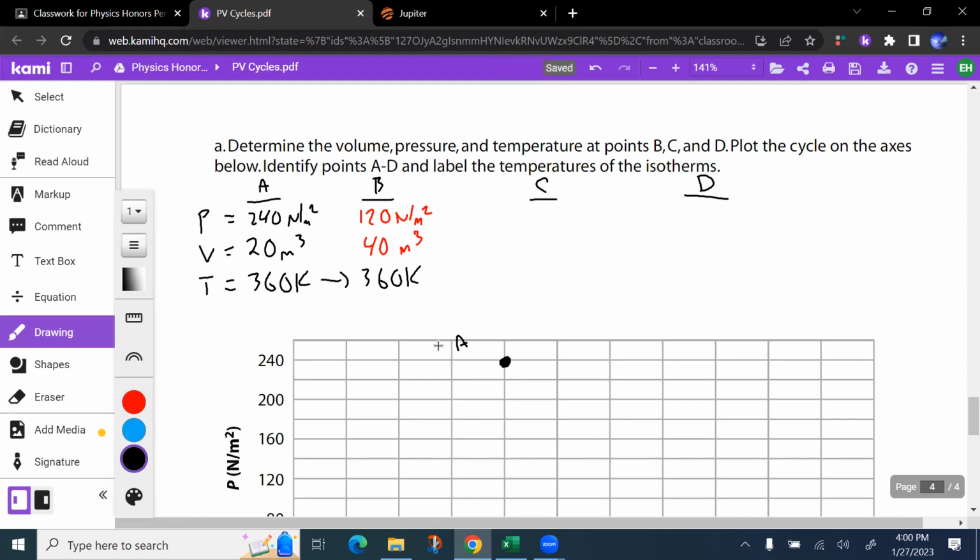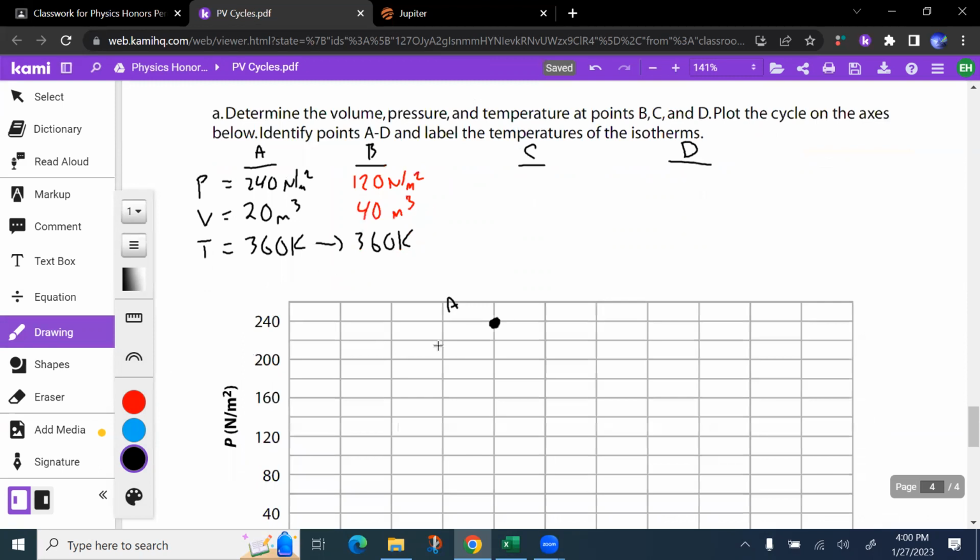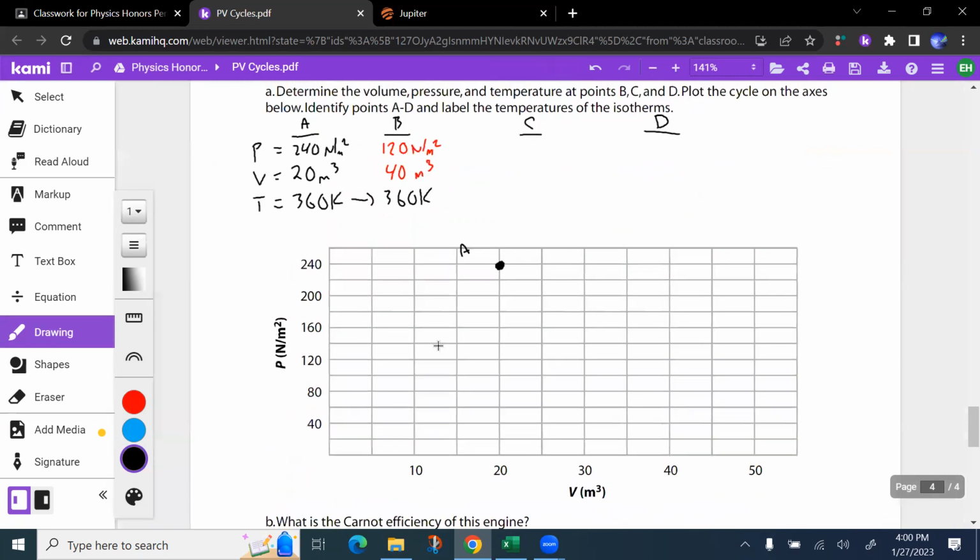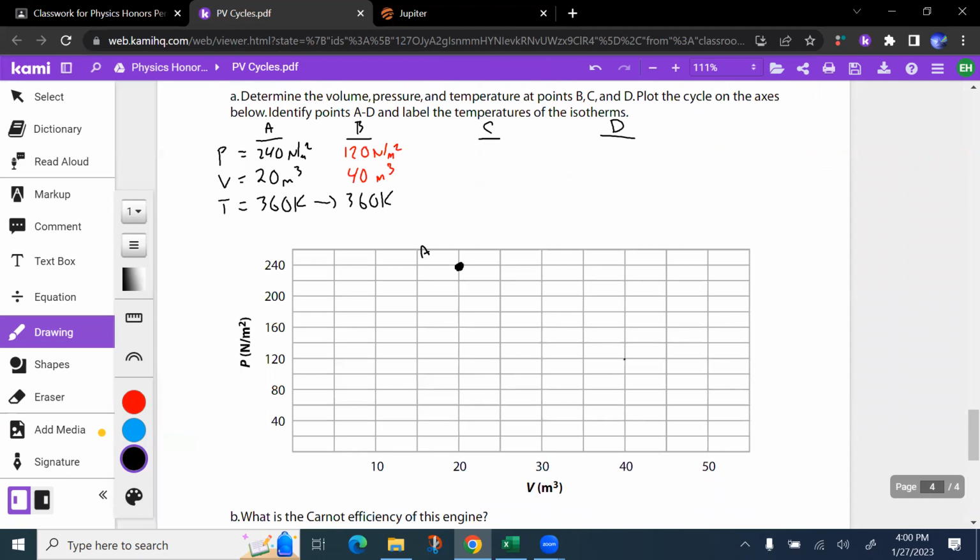Now let's plot those values. So we're plotting a pressure of 120 and a volume of 40 would be exactly right. And we're going to make it curve a little bit. This right here would be isothermal expansion. Isothermal because the temperature at A is 360, the temperature at B is 360. All right, let's figure out what happens at C.